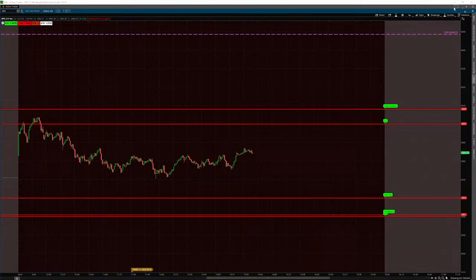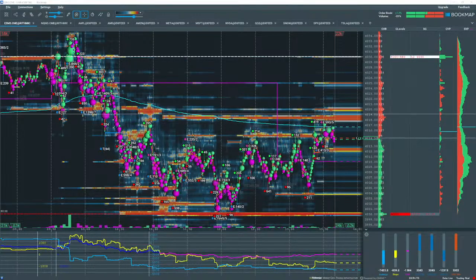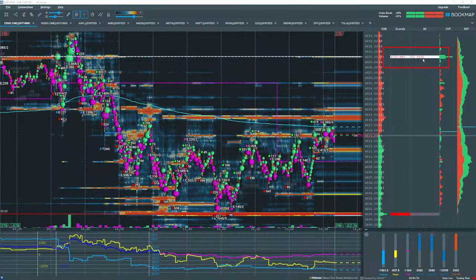All right, so that is the S&P 500, the SPX, in a 20-day chart, and then a 1-day chart. And then here it is in Bookmap, showing the same. Here's the 4000 level. And note my level is now the same as what Bookmap is using.